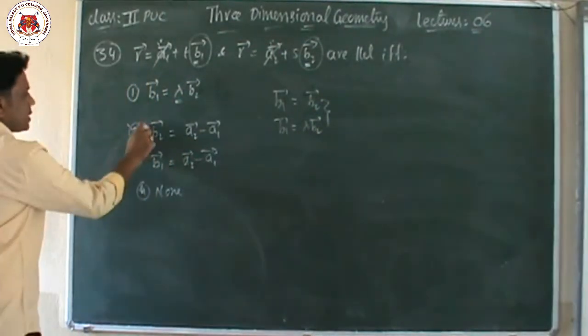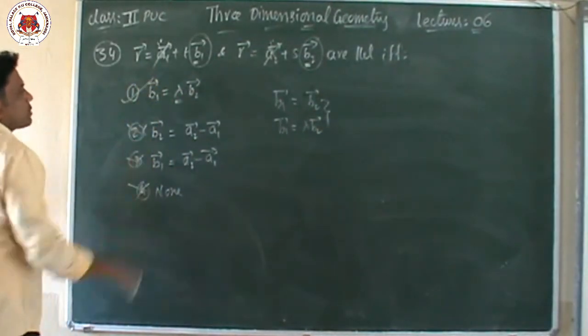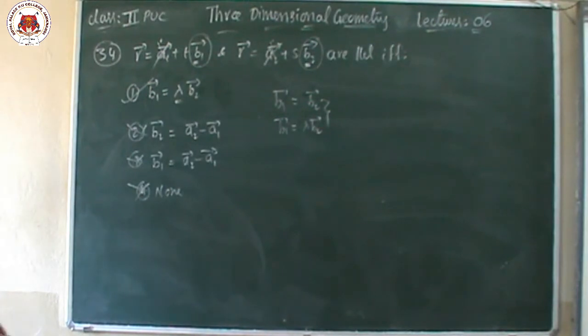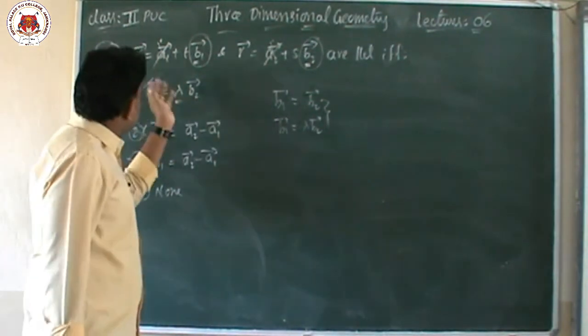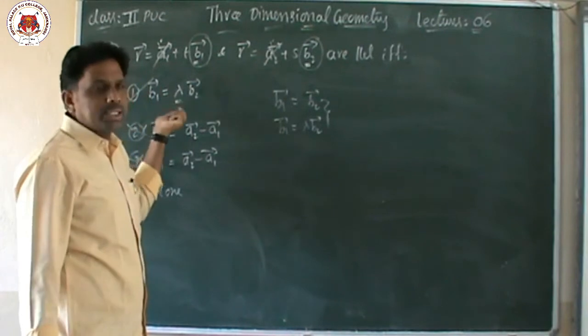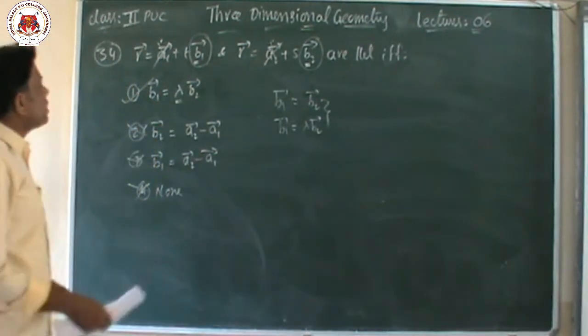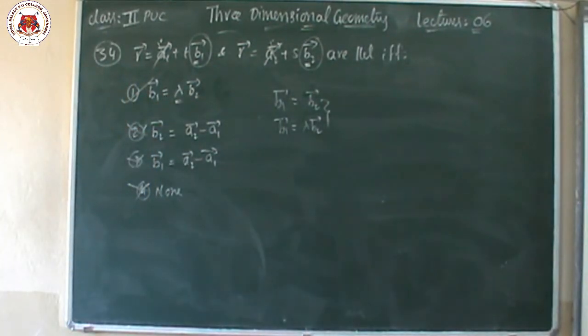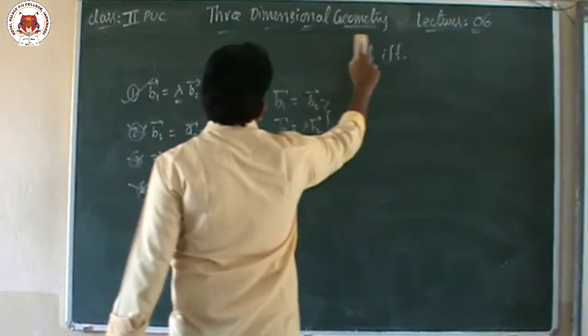So the correct option is the first one, because this vector is equal to some real number, and a real number is nothing but a scalar, times another vector. This is the 34th question. Now I go to the 35th question.